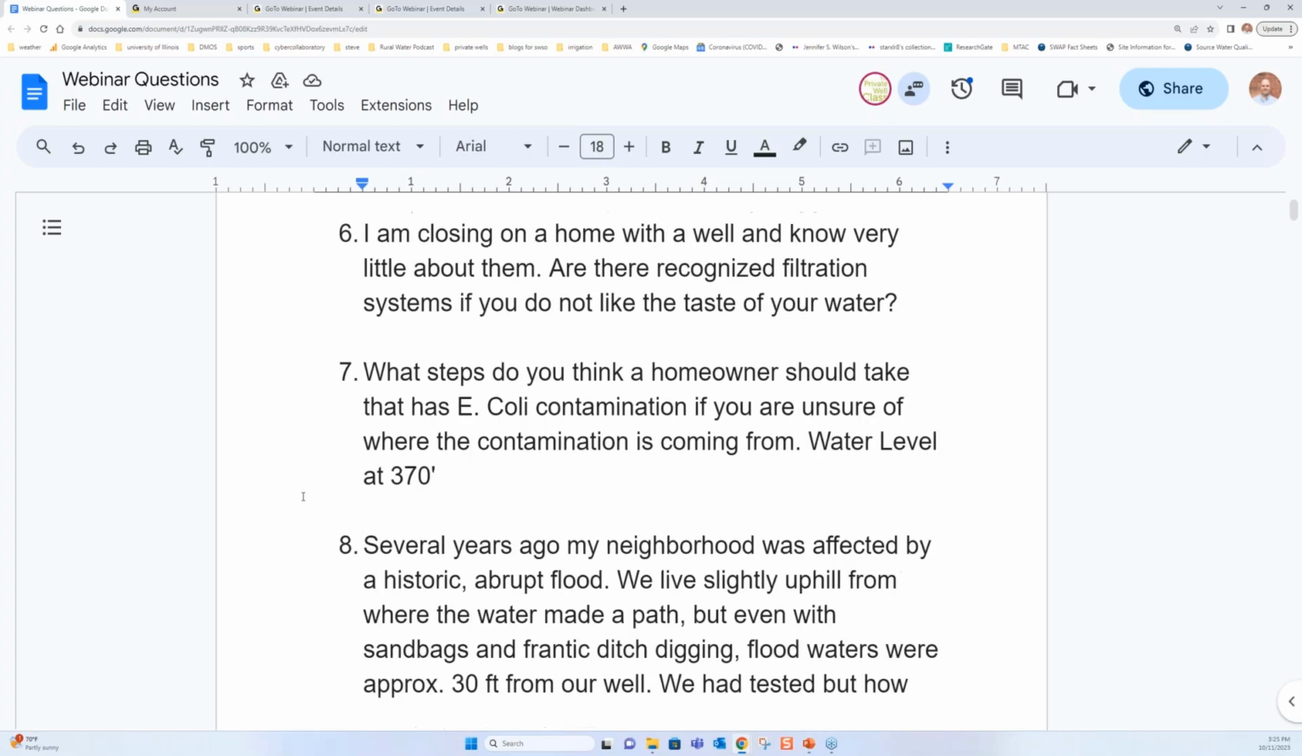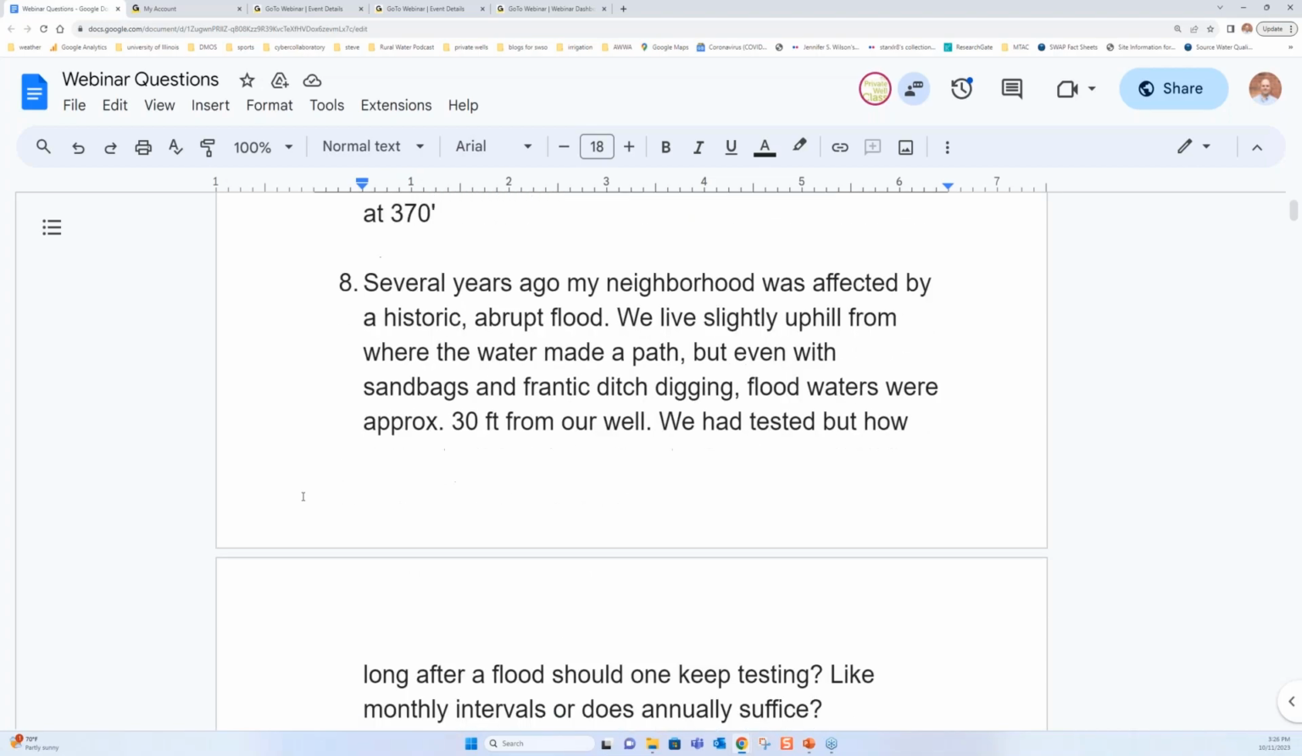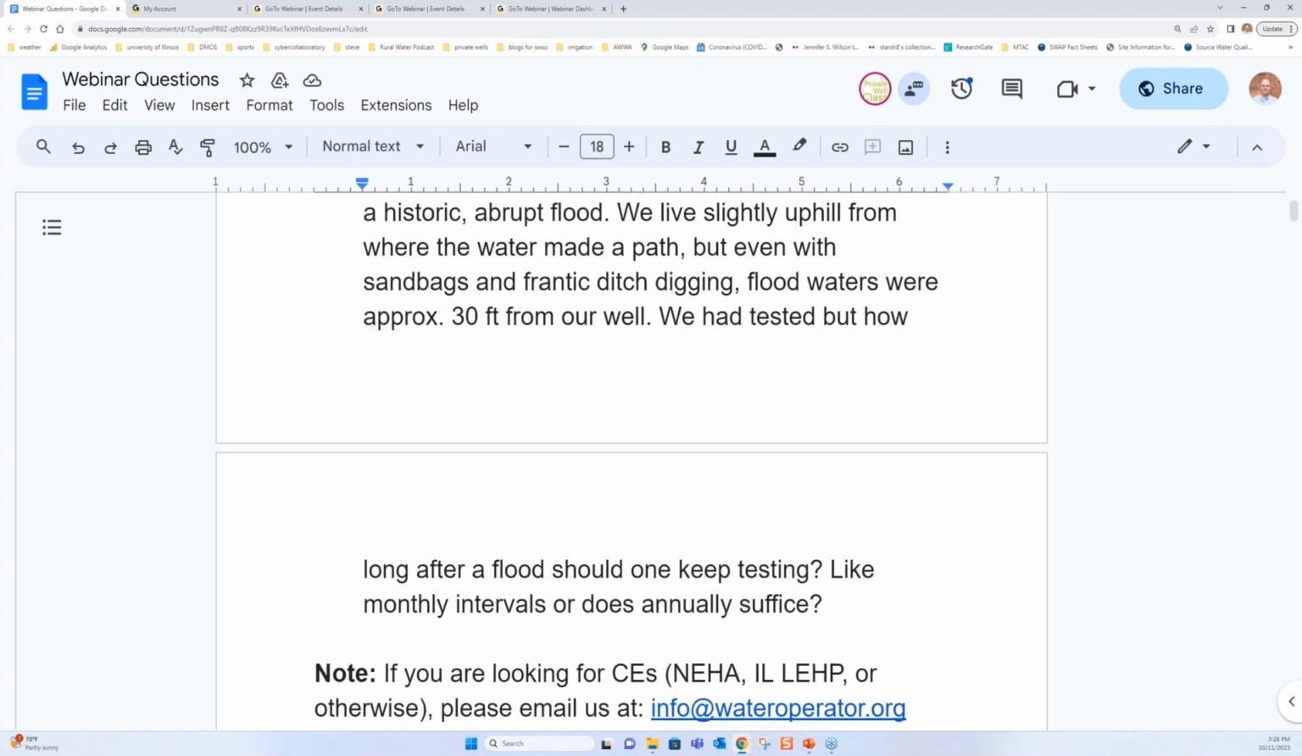Several years ago, my neighborhood was affected by a historic abrupt flood. We lived slightly uphill from where the water made a path, but even with sandbags, oh my, floodwaters were approximately 30 feet from our well. We had tested, but how long after the flood should one keep testing, like monthly intervals, or does annually suffice?